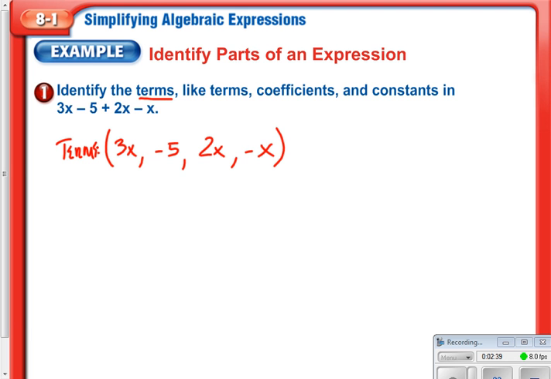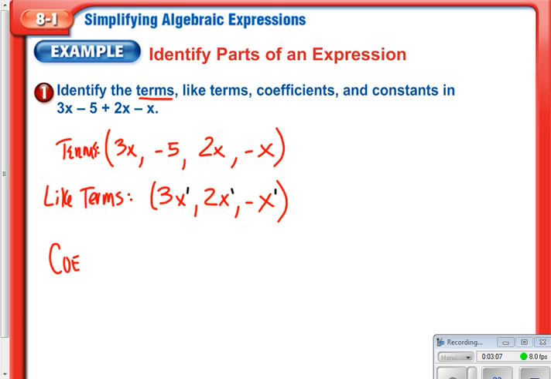The like terms in this problem would be 3x, 2x, and negative x. Okay? Notice they all have the same variable, and all the variables have the same exponent. They really all have an exponent of 1. So all of those are like terms. You can combine them.